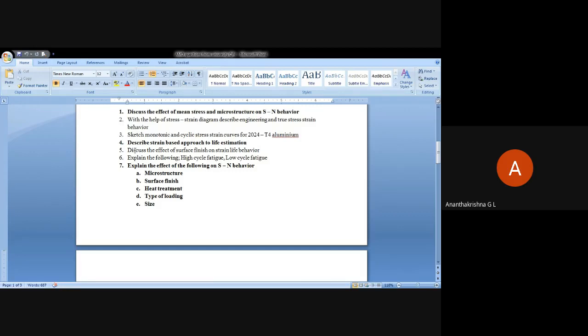Describe the strain-based approach to life estimation. Explain the effect of the following on SN behavior: microstructure, surface finish, heat treatment.